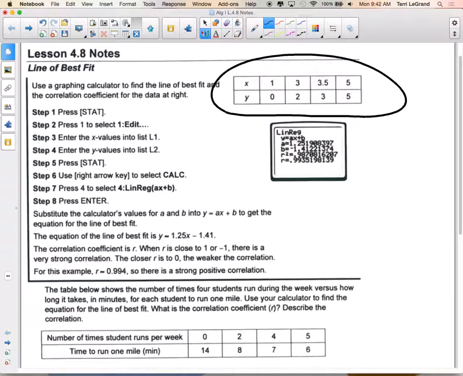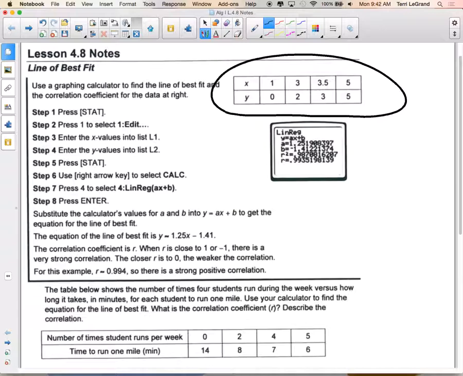And it should take you to a screen, not the one that is showing on here, but a screen where you have the opportunity to edit, sort, and all kinds of things. We want to edit, so press enter. We want to make some lists. We're going to put our X values into list 1. We're going to put our Y values in list 2.